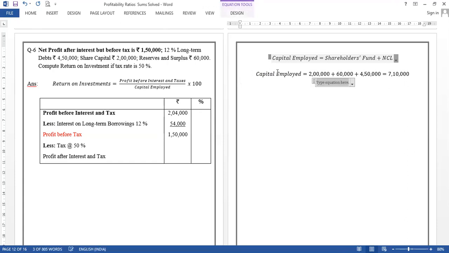Okay, capital employed is there, profit before interest and tax is there. So let us calculate the formula. ROI, that is return on investments, is equal to profit before interest and taxes, that is rupees 2 lakh 4,000, to be divided by 7 lakh 10,000, right, and into 100. Let us calculate the percentage. This is 2 lakh 4,000 divided by 7 lakh 10,000 into 100, that is 28.73%. Okay, so this is how you calculate the percentage of return on investments.